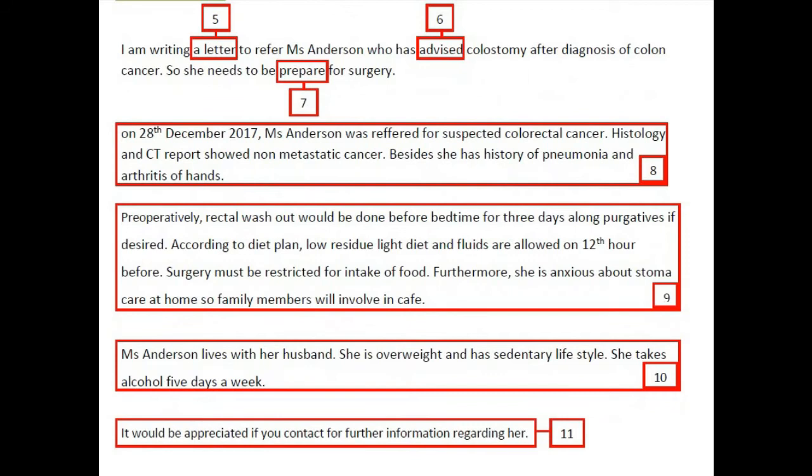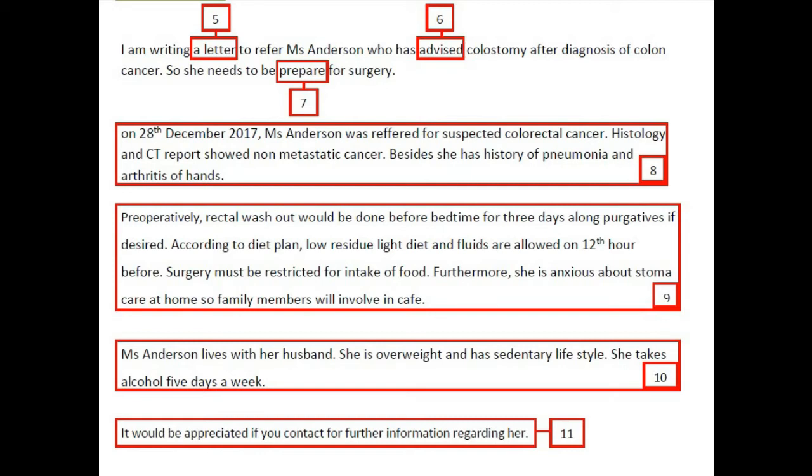Moving to the second paragraph, "On 28 December 2017, Miss Anderson was referred for suspected colorectal cancer. Histology and CT report showed known metastatic cancer. Besides, she has history of pneumonia and arthritis of hands." Here this paragraph is totally out of order because it says about her history which is irrelevant. Since this patient is going in for the surgery and she has to be prepared for the surgery just in 3 days time, the nurse doesn't want to know all this kind of unnecessary things.